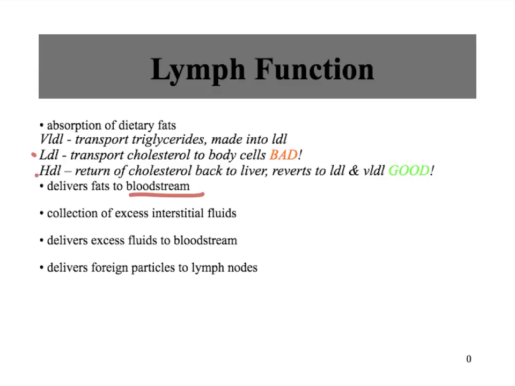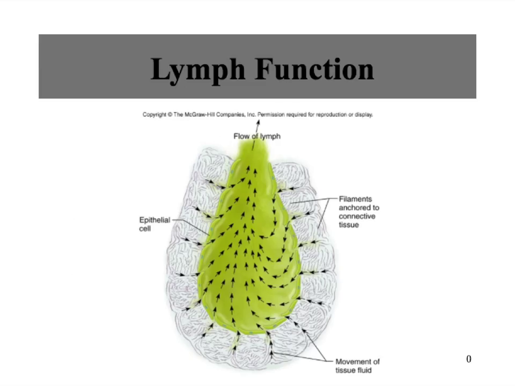In addition, we mentioned a few of the other functions of lymph: moving tissue fluid to the bloodstream, delivering other particles to lymph nodes to be filtered and such. We see here, if you remember, the pressure differences between the endothelial lining of the lymphatic vessel and the capillary, and the interstitial fluid is very low. So we see here the filaments anchored to the connective tissue really aid in the positive collection of this lymph, and then movement of lymph out of the vessel back towards the circulatory system.